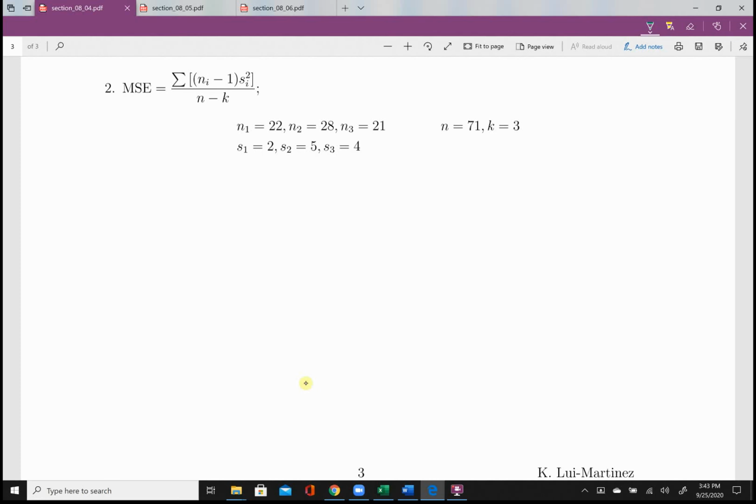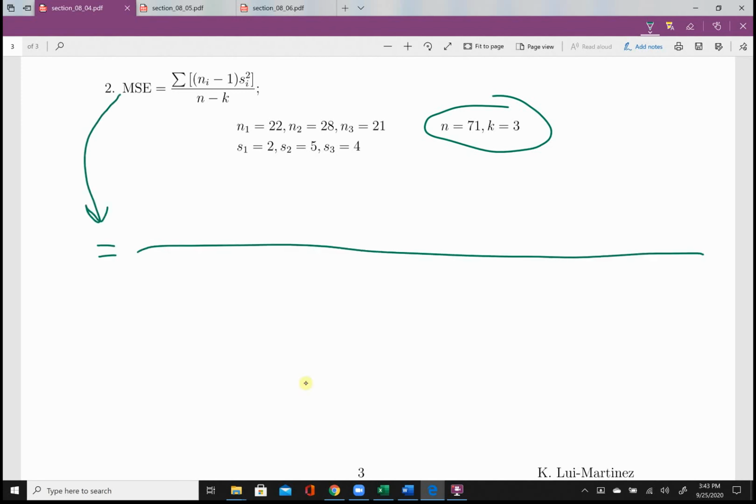It's only the i-subscripted items that get repeated according to this structure, and then the entire summation gets divided by n minus k, which are just fixed values of 71 and 3 for the denominator. Let me show you what the expansion looks like. We're going to have one long string. The summation goes all up here, and I can right away put the n minus k, not repeat that at all.